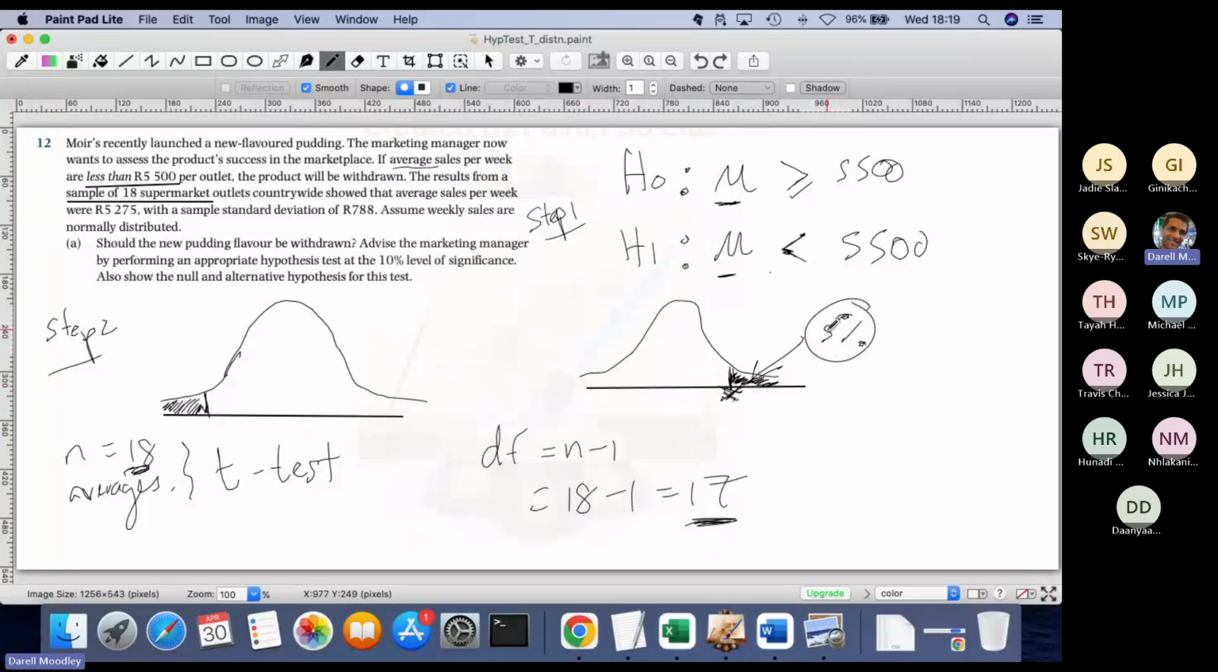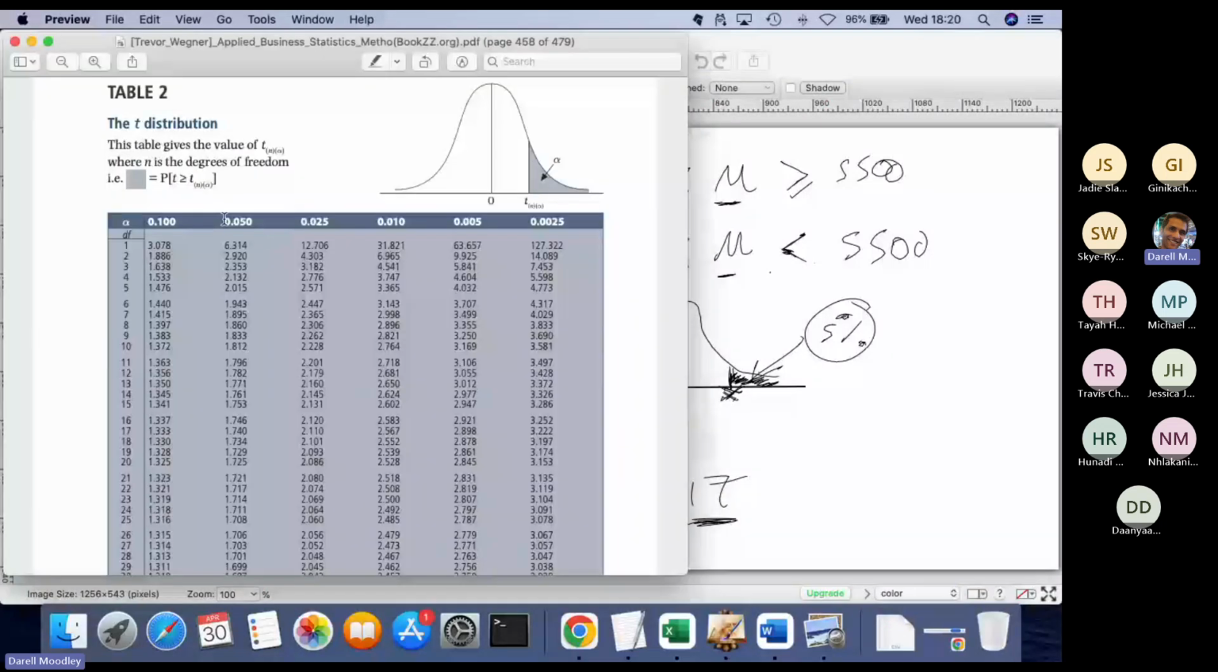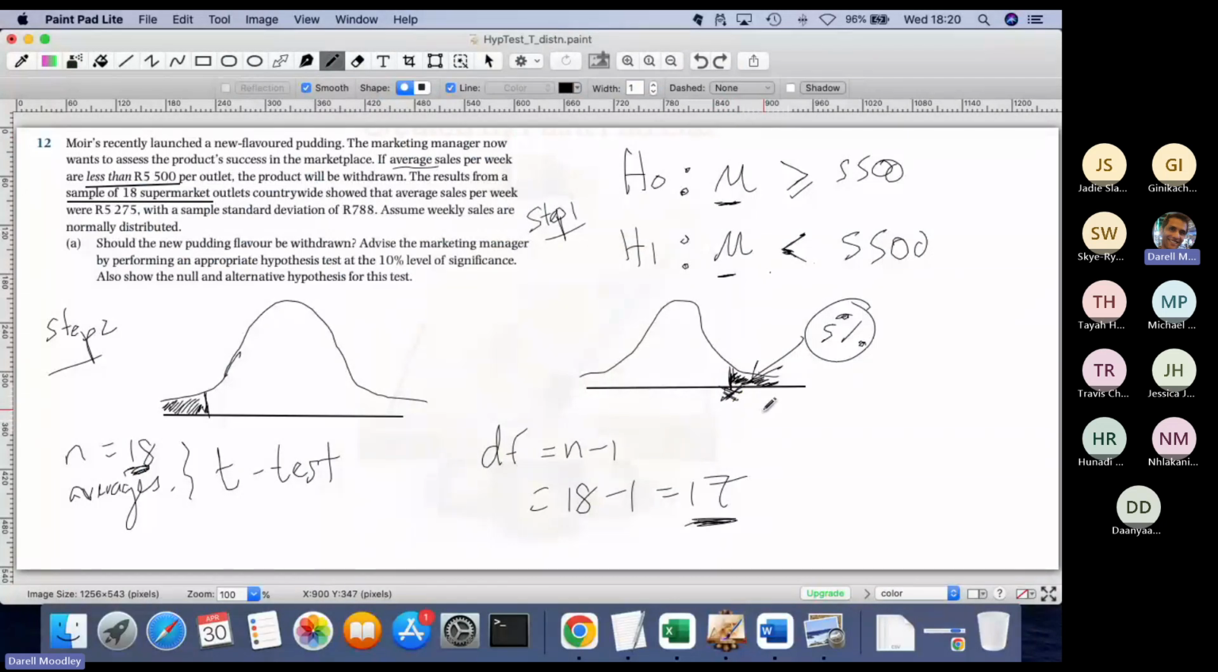So you tell the table, I'm looking for an area of size 5% and degrees of freedom of 17. If you go to your table, here's my area size, 5%, and the degrees of freedom is 17, so it's just this row here, 17. And that corresponds to a value of 1.74. So the value on this axis here would be 1.74.